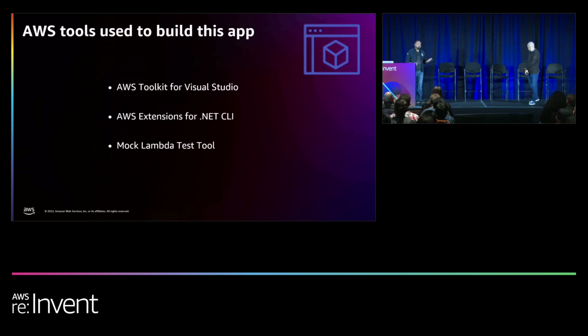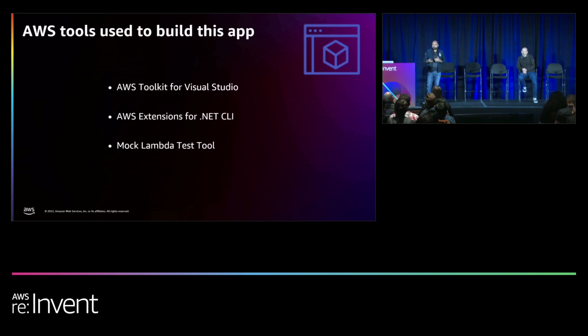So here are some of the tools that we used to accelerate our development and deployment processes, right? The first tool we use is AWS Toolkit for Visual Studio. And if you have not used this tool, in my opinion, it's a must-have as you start to build modern applications using AWS cloud native services.